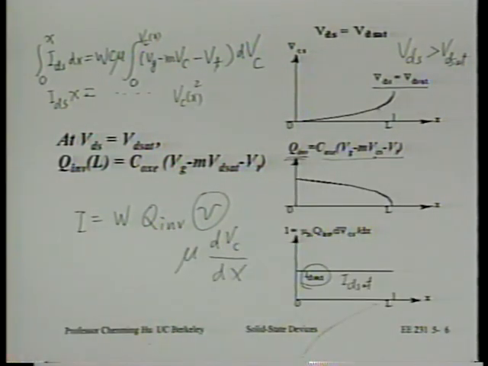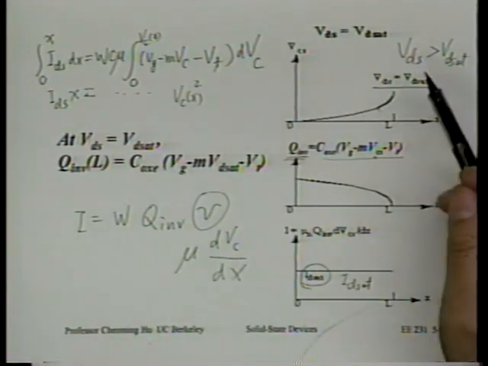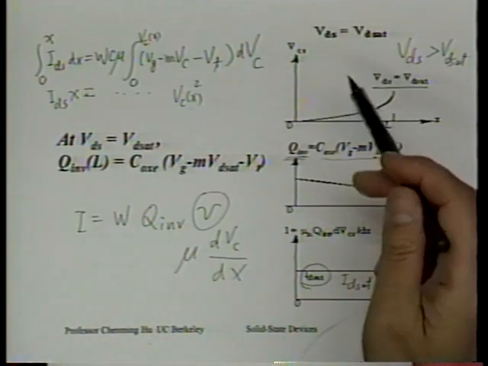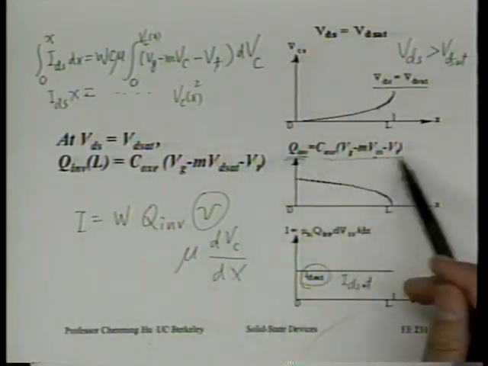If on the same set of curves, you are asked to make a new plot for VDS equal to VDSat plus 1 volt, let's say, how would you do that? How would you do it such that it does not violate any of the things we talked about?